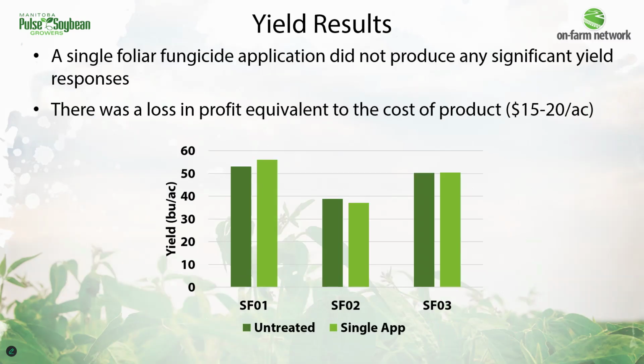So yield results, what did this mean for these trials? Well, at the 3 soybean fungicide trials in 2024, an application of fungicide did not produce any yield increases. This means there was a profit loss equivalent to the cost of the product, which we found to be $15 to $20 per acre.